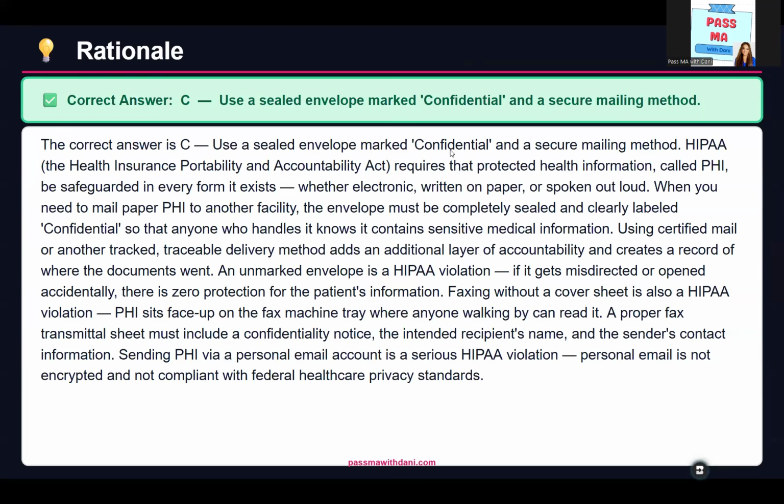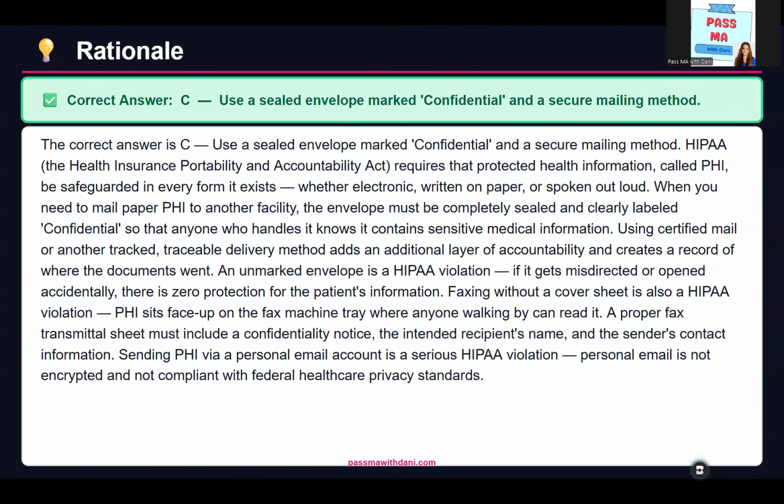Now, from question 34, if you said C, to use a sealed envelope marked confidential and a secure mailing method, then you are correct. HIPAA. Now, remember, HIPAA stands for Health Insurance Portability and Accountability Act. HIPAA protects the patients and their info. So, HIPAA requires that the protected health information, we call this PHI, be safeguarded in every form that it exists. Whether this is electronic, whether it's written on paper, whether you even speak it out loud.